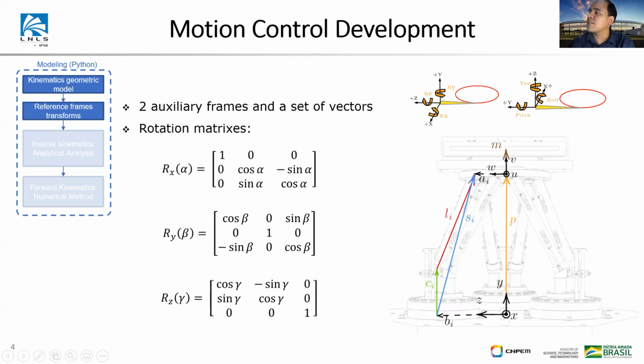We also defined a set of vectors for this model, being Di, the fixed length struts. Ci is the position of the actuators, and Si is the imaginary variable length strut. P is the difference between the frames, and represents the position of the mirror. In addition to that, we also had to define the rotation matrices, which are shown in this slide.